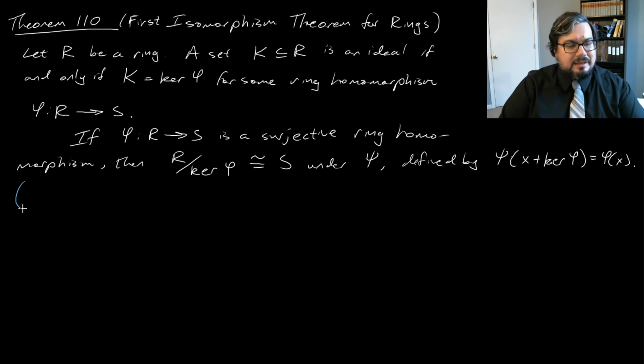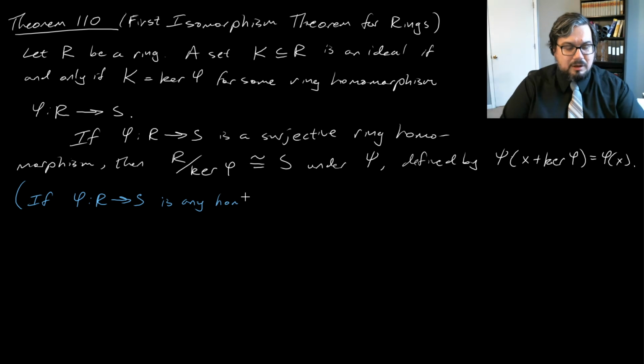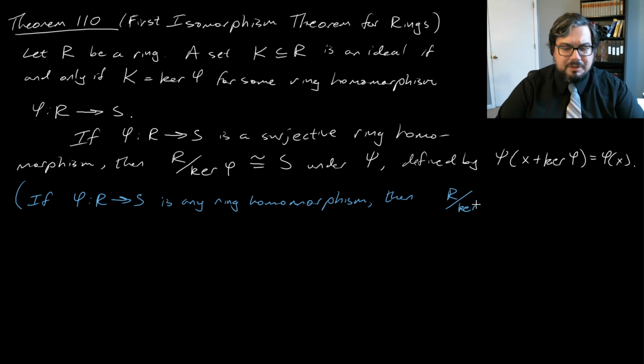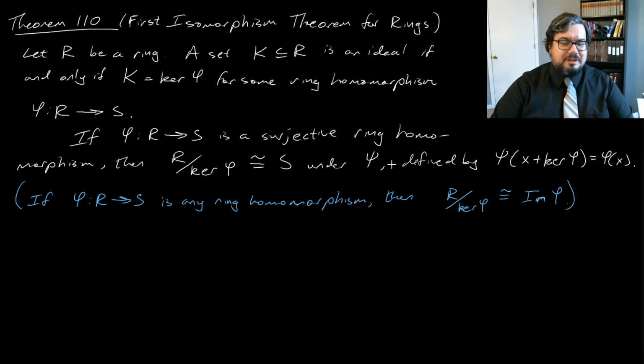Let me also mention an alternative form of this, which we will use occasionally, and sometimes it's written that way. It simply says that if phi from R to S is any ring homomorphism, then we have that R mod the kernel of phi is isomorphic to the image of phi. Using the same type of function here.